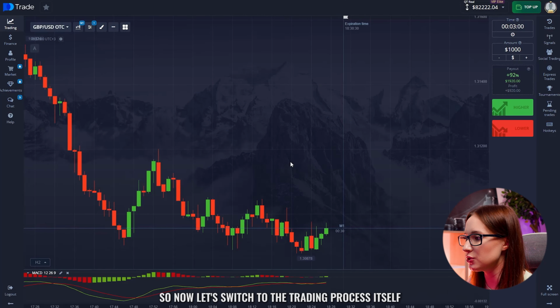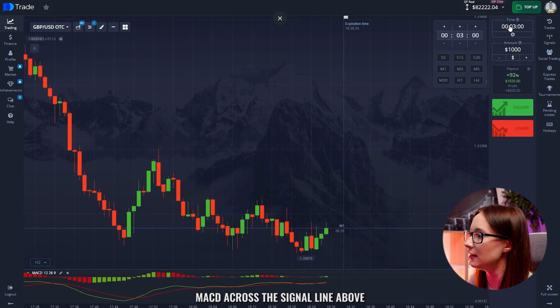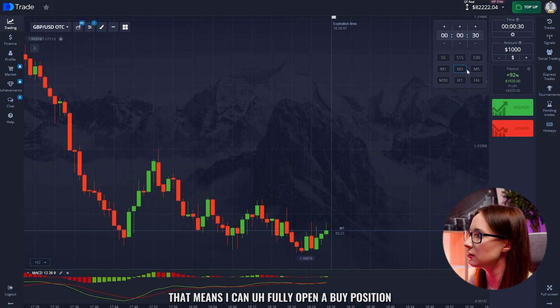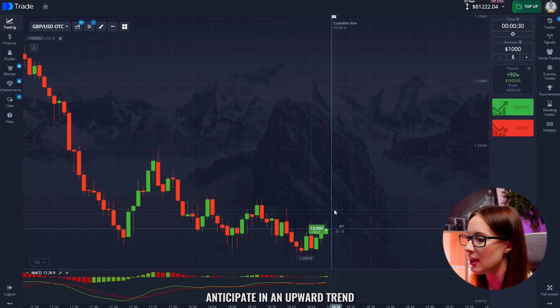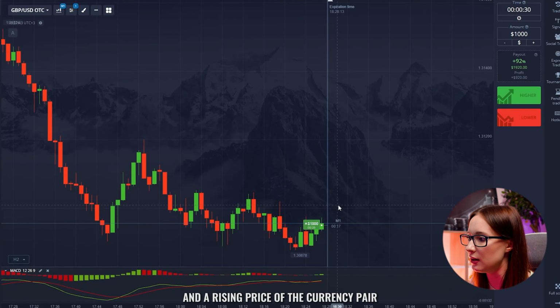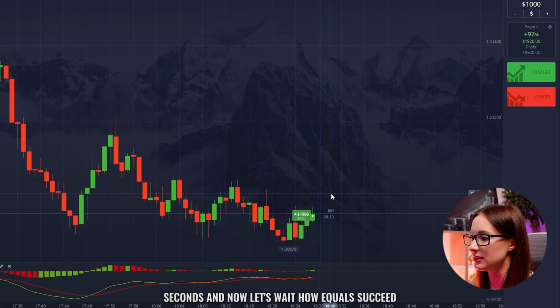Okay, so now let's switch to the trading process itself. I saw a crossover here, the MACD crossed above the signal line. That means I can freely open a buy position, anticipating an upward trend and a rise in price of a currency pair. So I opened the trade for 30 seconds, and now let's wait and see how it will succeed.